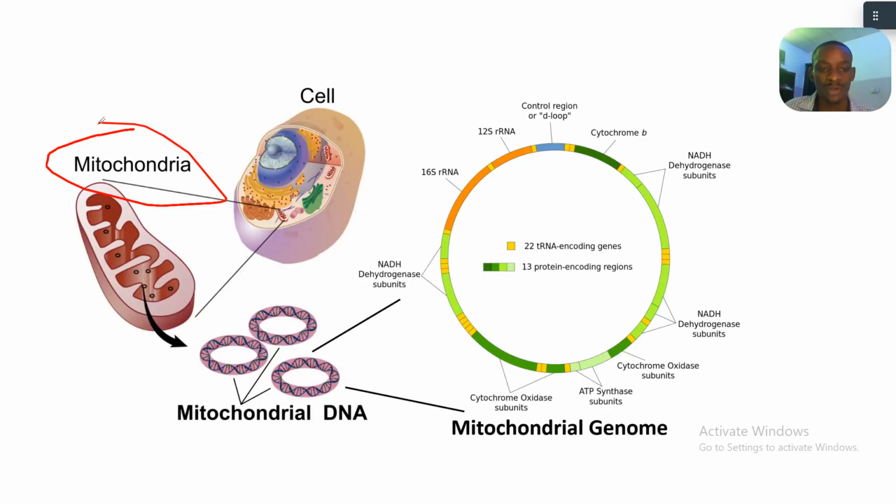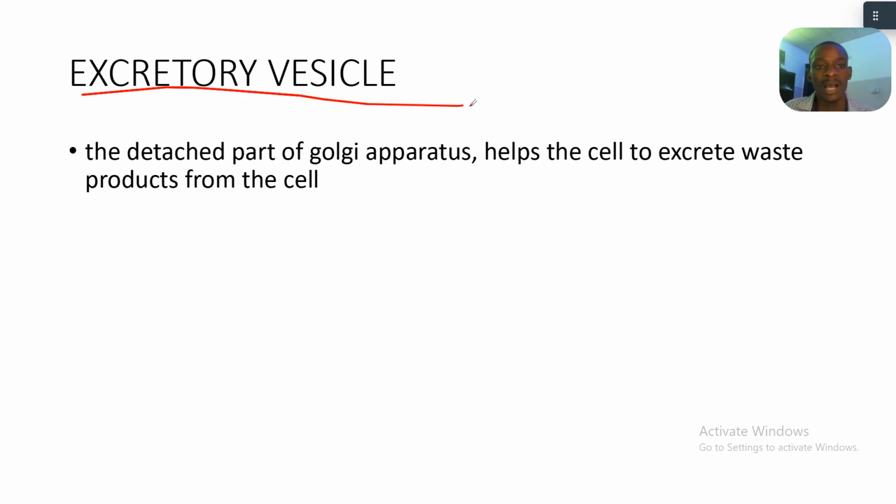Okay, the mitochondrial DNA, the mitochondrial genome. This is the cell. Now, how about the excretory vesicles? These are the detached parts of the Golgi apparatus, and they help the cell to excrete waste products. The excretory vesicles will fill in the gap of excretion in the cell if the cell is to be brought out of the body and to act semi-autonomous. The excretory vesicles help to fill in the gap of excretion, excreting waste products from the cell.